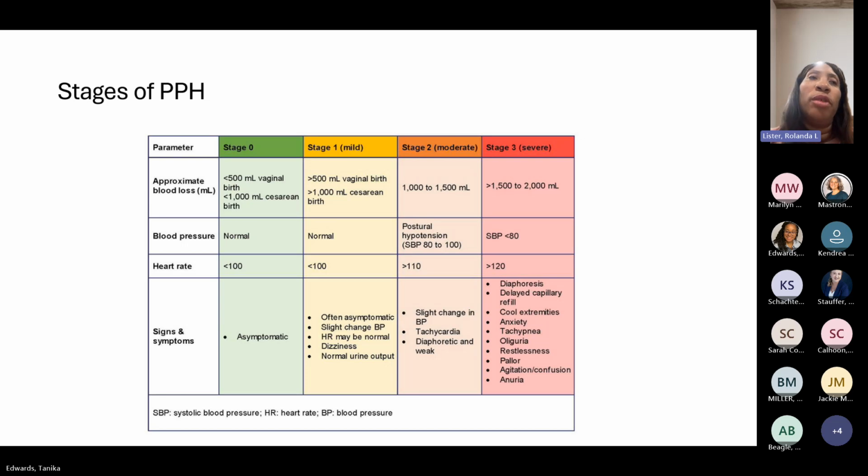So, your fundal massage, and then you can go to the surgical or the non-surgical management. It would be like your Bakri balloon or your vacuum device, and then your surgical management would be compression sutures, B-Lynch sutures.